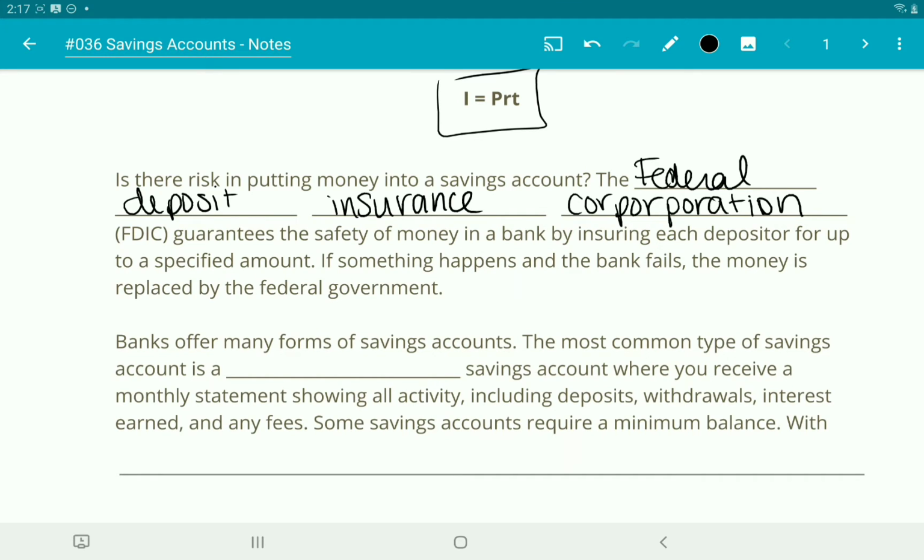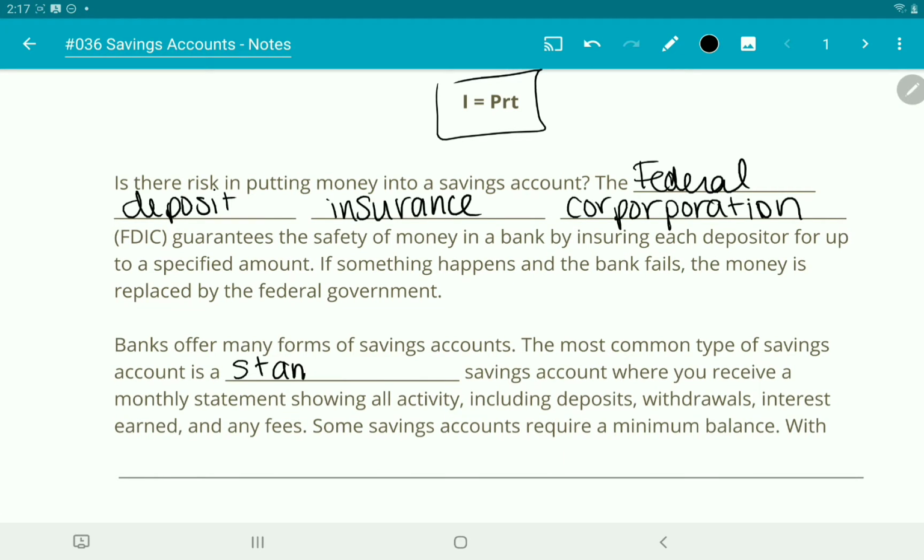So banks actually offer many forms of savings accounts. The most common type of savings account you're going to hear about is going to be a statement account. Let's see if I can write statement account. Okay. Where you receive a monthly statement, and it's going to show you all the activity, including the deposits, withdrawals, interest earned, and any fees that the bank charges.